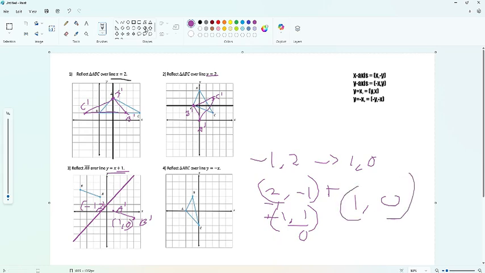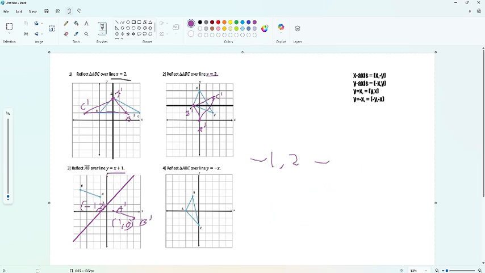Let me see if that makes sense for the other points. Okay, so B is negative 4, 3, and B prime is 4, negative 1. So negative 4, 3 goes to 4, negative 1. Alright, let's do the swap of y and x first.